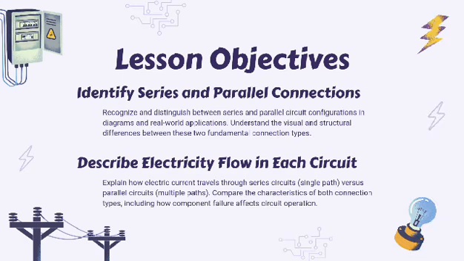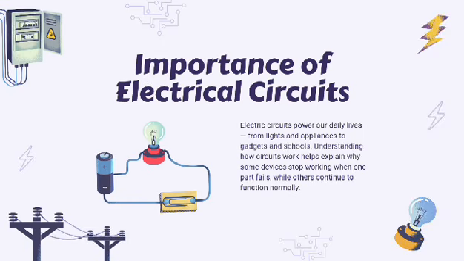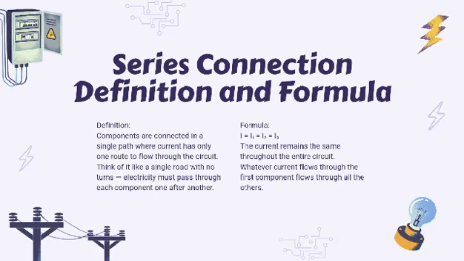At the end of this lesson, you should be able to identify series and parallel connections, explain how electricity flows in each type of circuit, and compare their characteristics and uses in real-life situations. Electrical circuits are very important because they power many things we use every day, such as lights, gadgets, appliances, and even school equipment. Understanding circuits helps us know why some devices stop working completely when one part fails while others continue functioning normally.